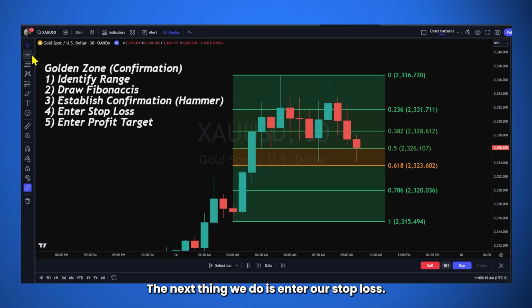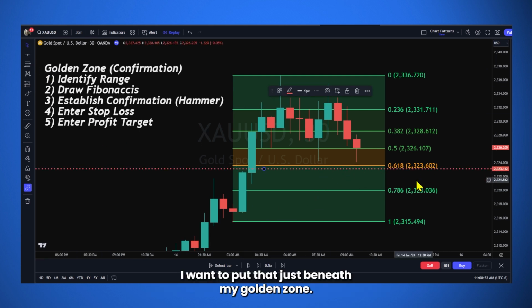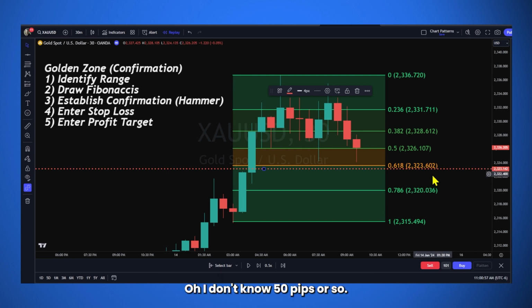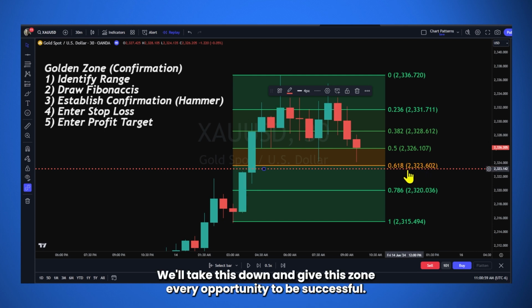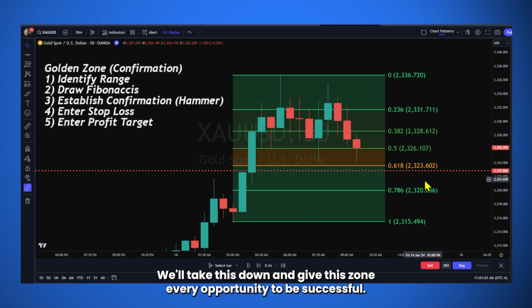The next thing we do is enter our stop loss. Fairly standard. I want to put that just beneath my golden zone. I want to make sure that I shade that a few pips. In this case, let's shade it, I don't know, 50 pips or so. We'll take this down and give this zone every opportunity to be successful.